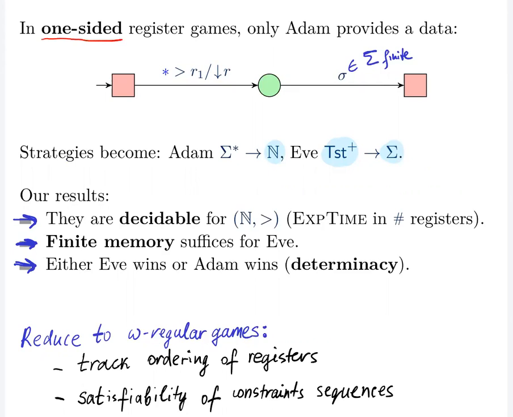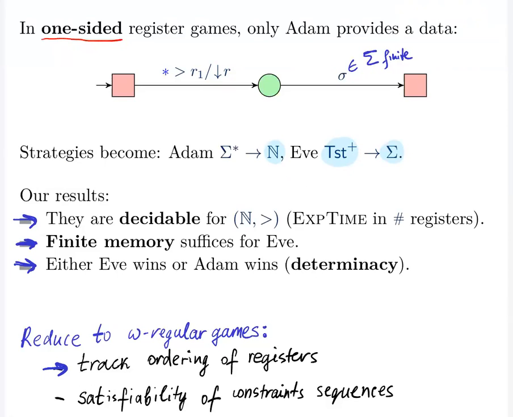And how do we do this? The proof technique is we reduce to finite arena omega-regular games. In order to do this, we abstract away from the data and we keep track of the order between the registers. This is a folklore idea and it's sufficient to solve the case of rational numbers.